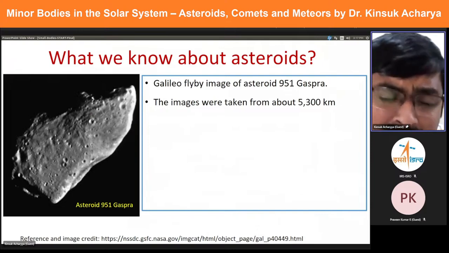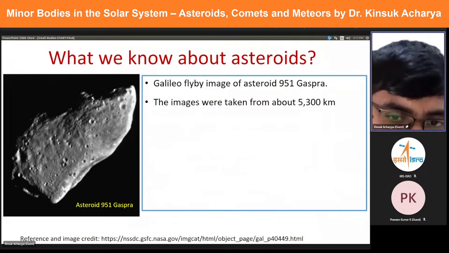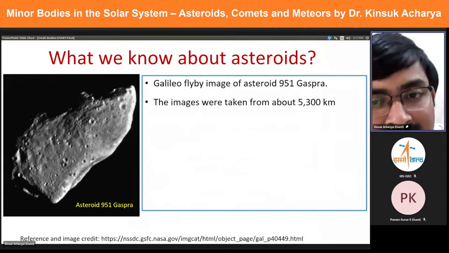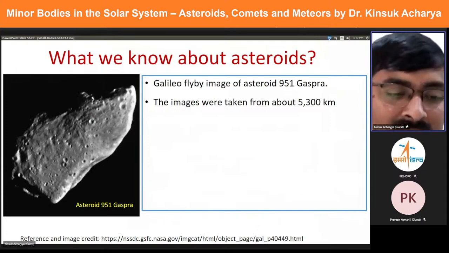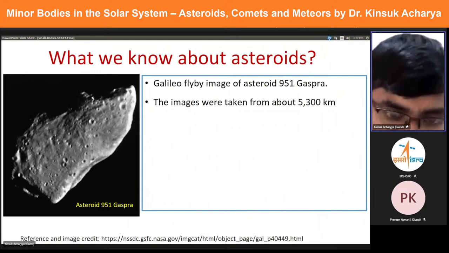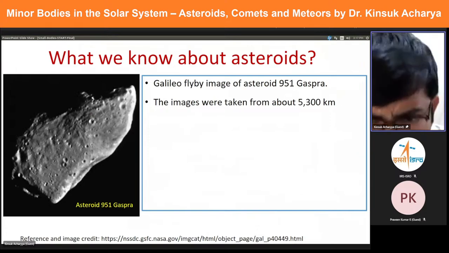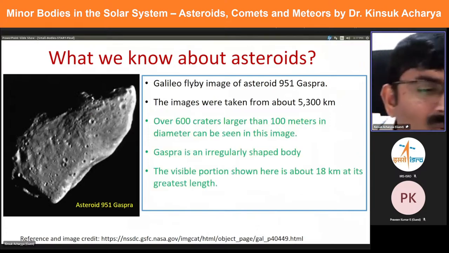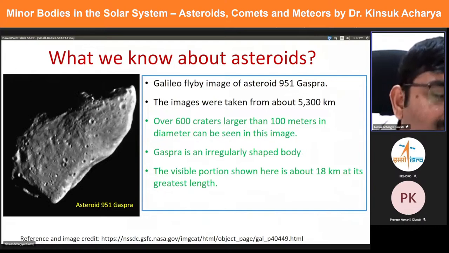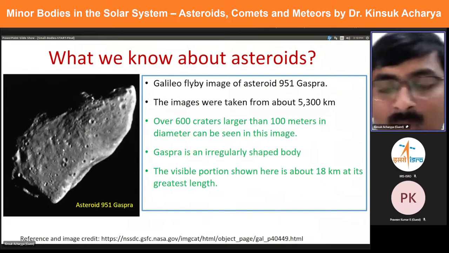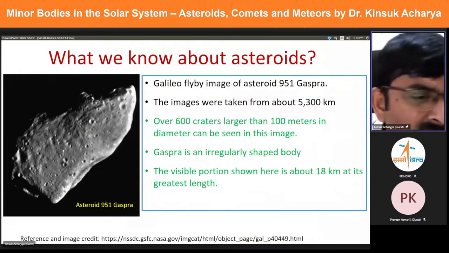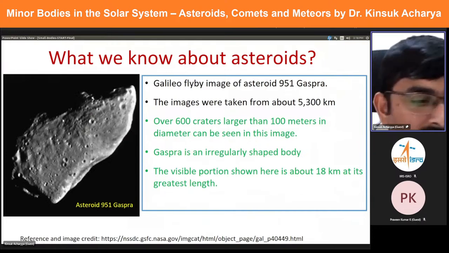The first space mission which imaged an asteroid is the Galileo flyby. Galileo was a mission specifically designed for Jupiter, but it also imaged an asteroid called Gaspra, and you can see this image. If you look at this image, the first thing that strikes is that it is a very irregular shape. From one end to the other end is about 18 kilometers at the greatest length.